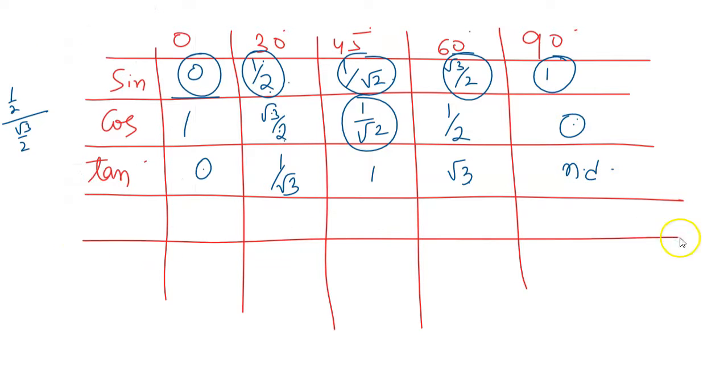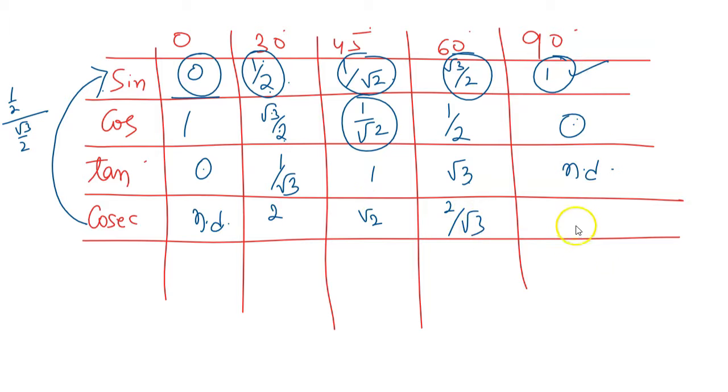Now, once we have found tan, let us write cosec theta. Cosec is the reciprocal of sine, so I will look at the sine row and reciprocate each value. 0 reciprocated becomes 1 by 0, not defined. 1 by 2 reciprocated becomes 2. Similarly, root 2, then 2 by root 3, and 1 reciprocated will be 1 only.